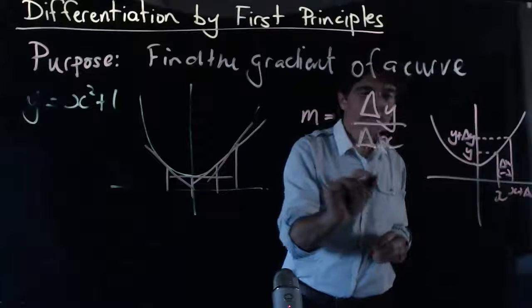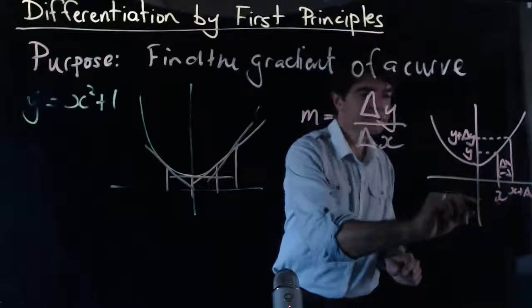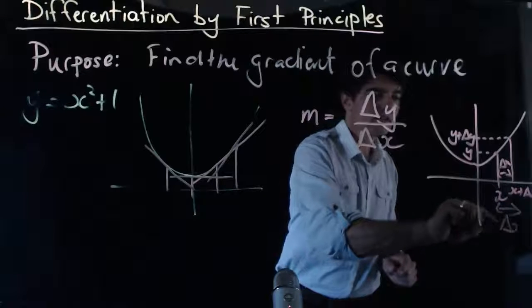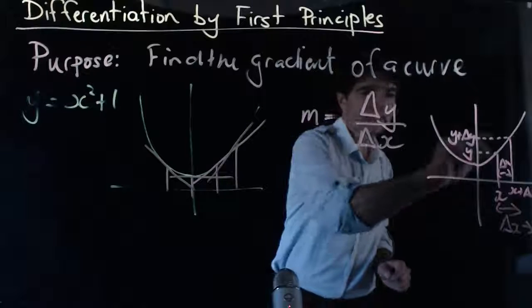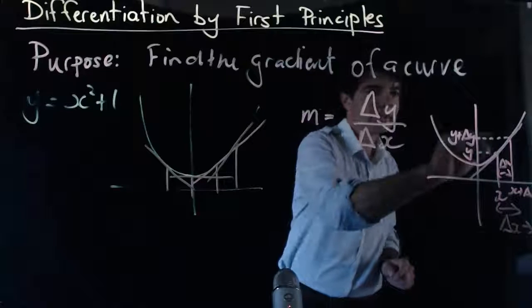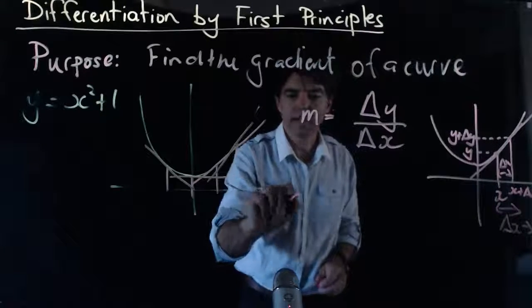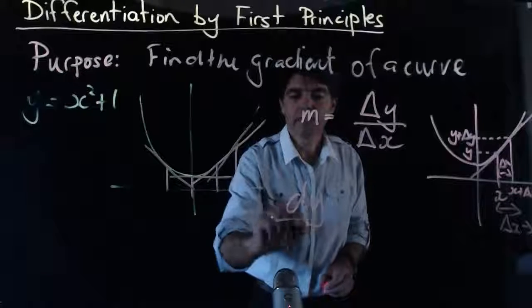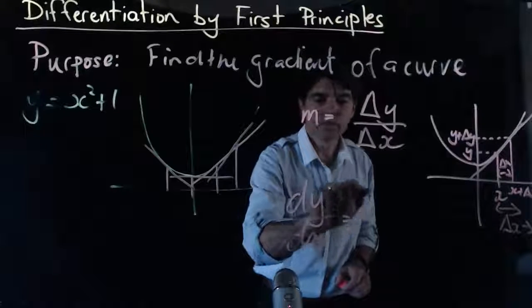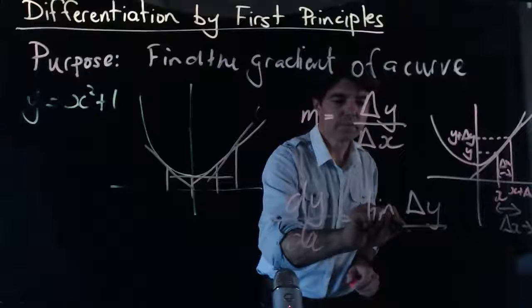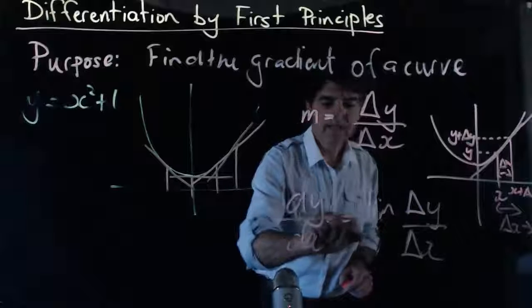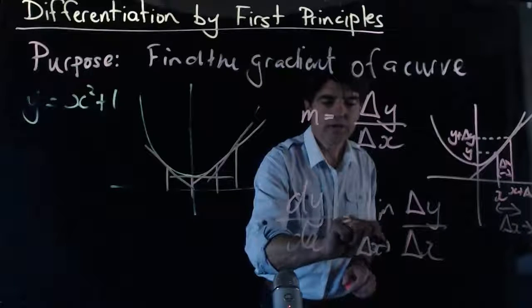Now, what would be the best is if this distance here, delta x, was as close as possible to 0. That would give us the best estimation for our tangent. So we say this derivative, dy dx, is equal to the limit of delta y divided by delta x as delta x approaches 0.